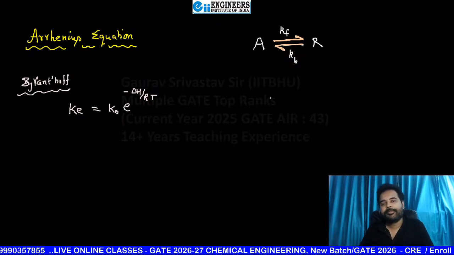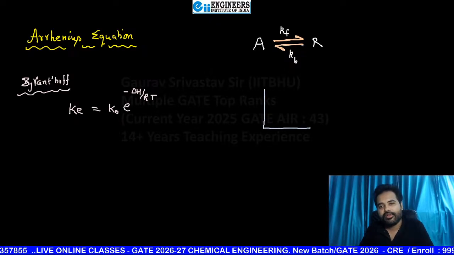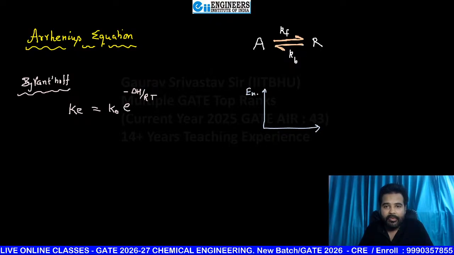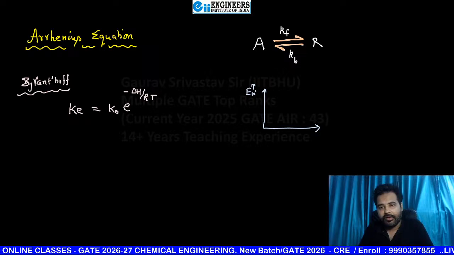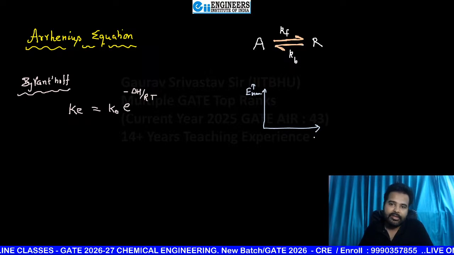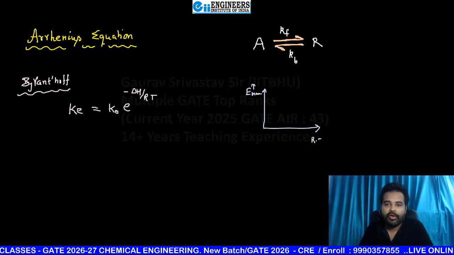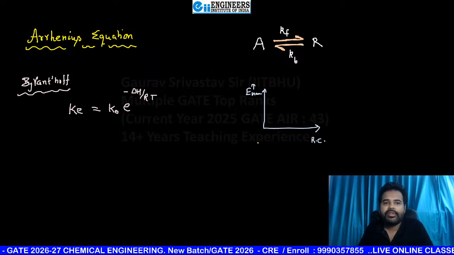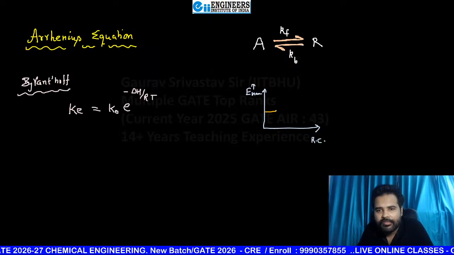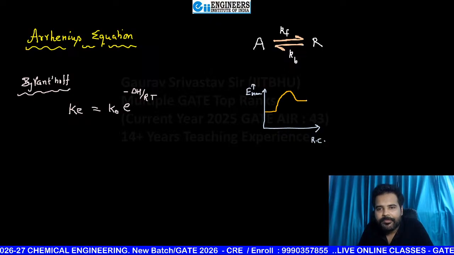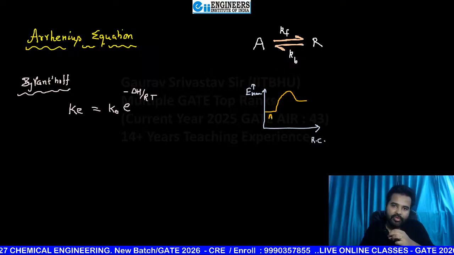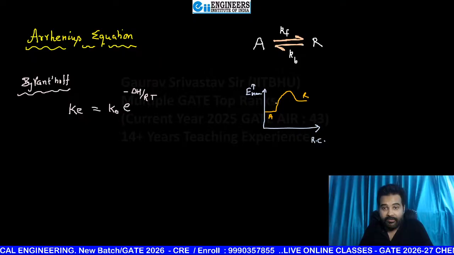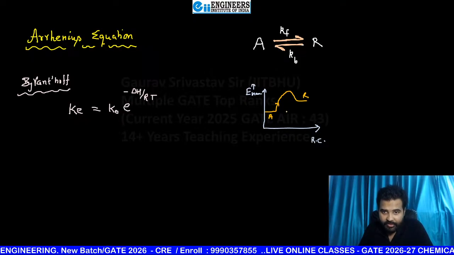Now see this diagram, beta. You have already seen this diagram many times. One more time, just focus here. This time I am writing energy on this axis, and on this side I am writing reaction coordinate. And suppose the graph is like this. So clearly this is your reactant and this is your product. A is forming R. Definitely the forward activation energy is this one.